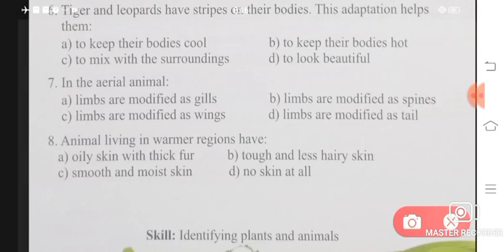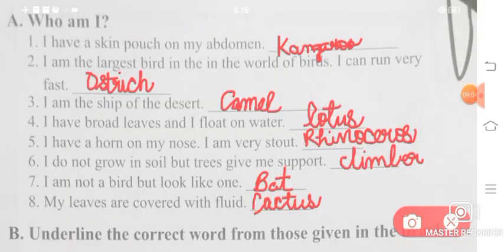Question number 7. In the aerial animals mein number C, limbs are modified as wings. Question number 8. Animals living in warmer regions have tough and less hairy skins. Next page, page number 31.